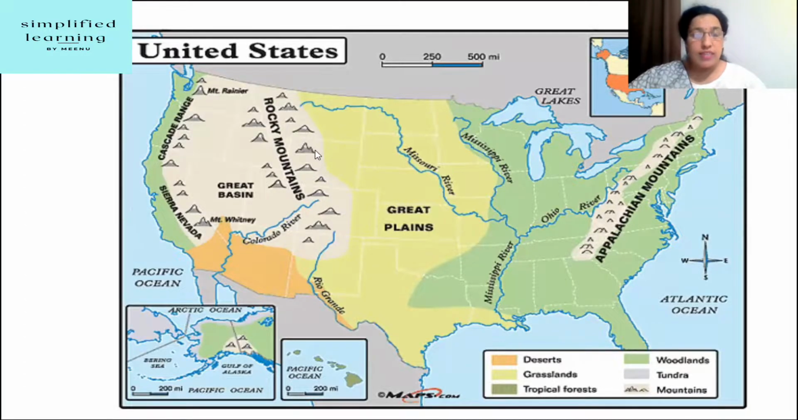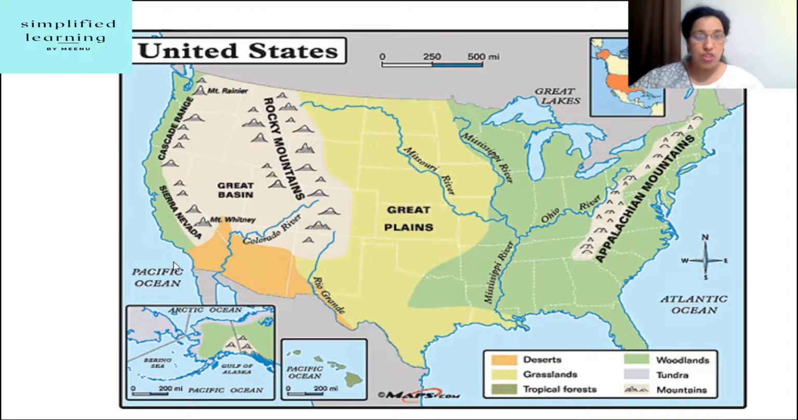Now, we have already discussed Canadian Shield, Western Cordilleras, and Eastern Highlands. So this is a map of United States. You cannot locate Canadian Shield here because Canadian Shield is in Canada. But you can see some of the physical features being shown very clearly here. So let's recall. In the west, we have Western Cordilleras. Rocky Mountains is the easternmost part of Western Cordilleras. On the west coast, we have Cascade Range, Sierra Nevada, and in the center, we have Great Basin. So this is the Western Cordilleras of United States.